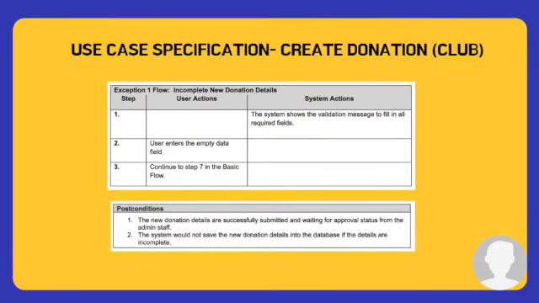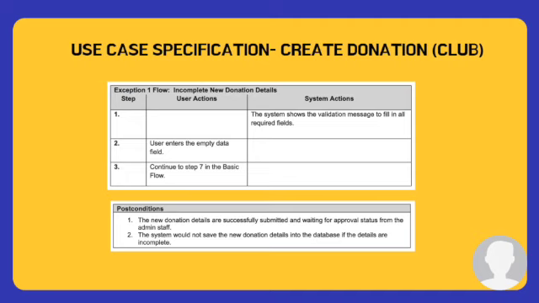And this is the exception flow, which is the incomplete new donation details. It starts with the system showing the validation message to fill in all required fields, and the user will enter the empty data fields, and they need to continue at step 7 in the basic flow.